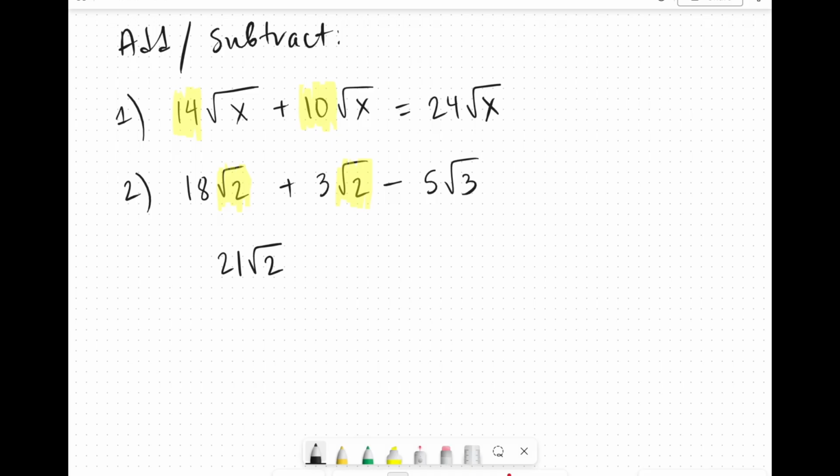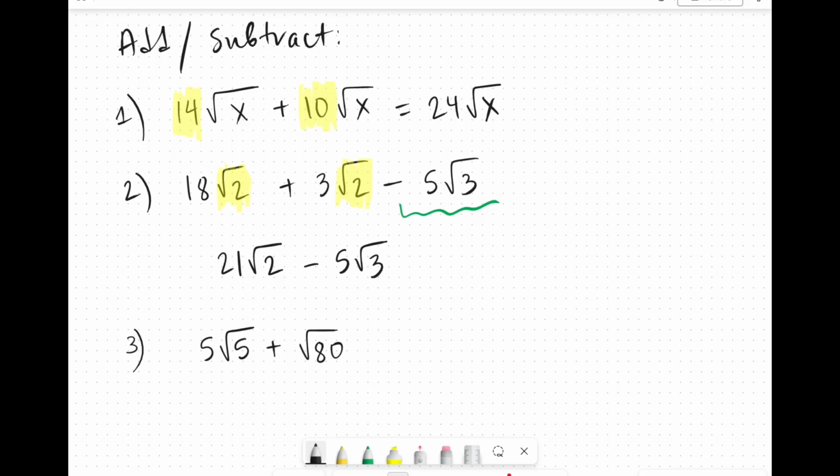The third term with the square root of 3 here does not match, so we have to bring it down into our answer, but you cannot actually combine it with the 21 square root of 2. So this here would be the simplified version.